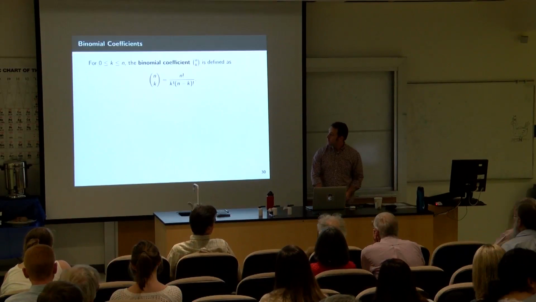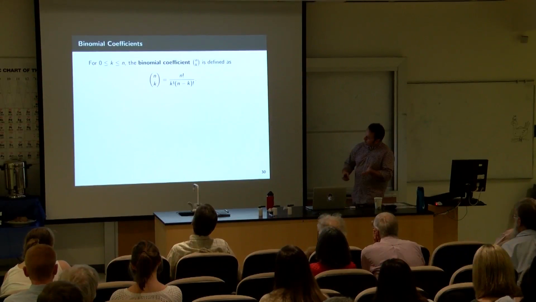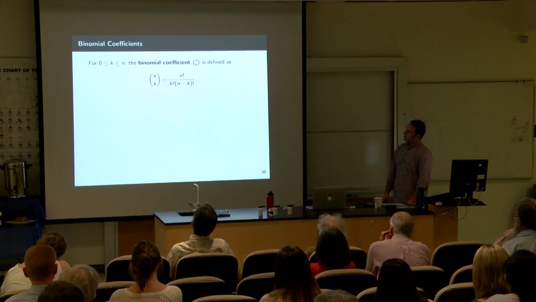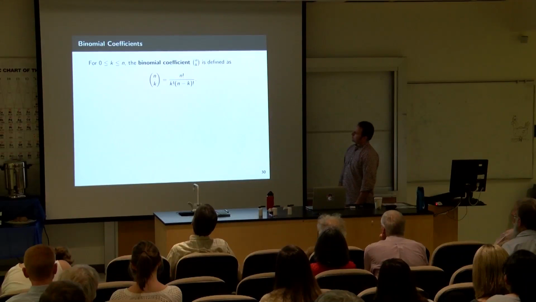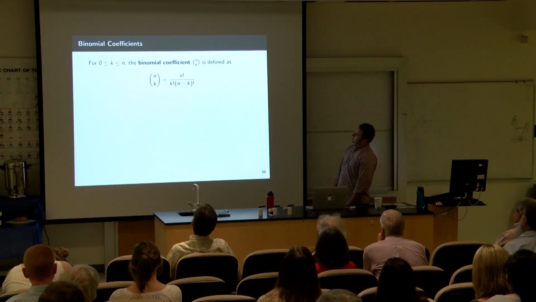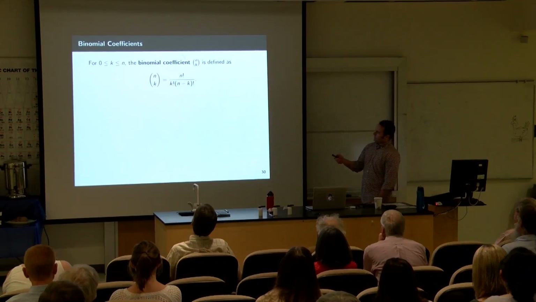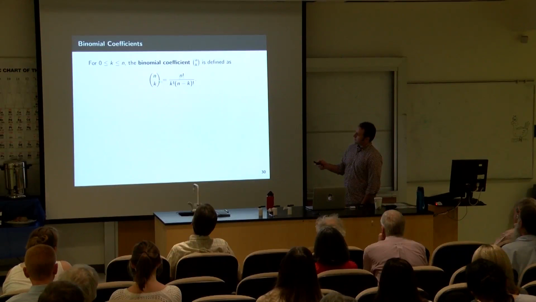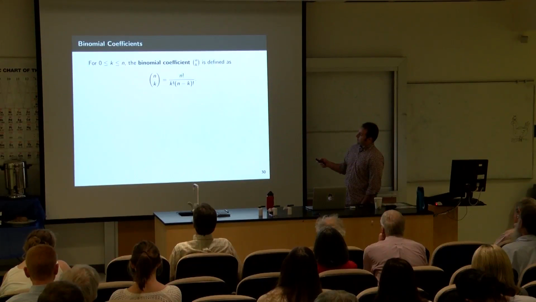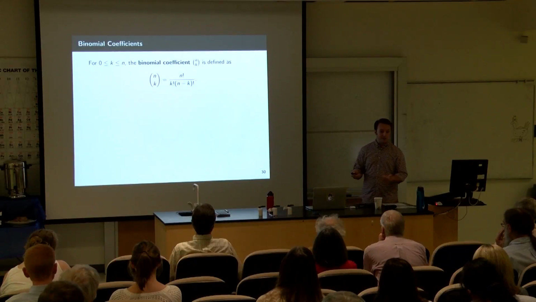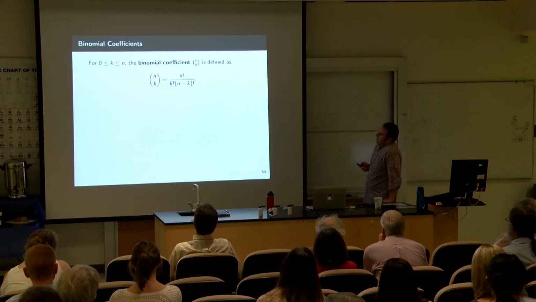All right. Okay, so a little bit more background. So for natural numbers k and n, the binomial coefficient, which you'll read as n choose k, is defined to be this ratio: n factorial, so that's the product n times n minus 1 times n minus 2 all the way down to 1, over k factorial and n minus k factorial.